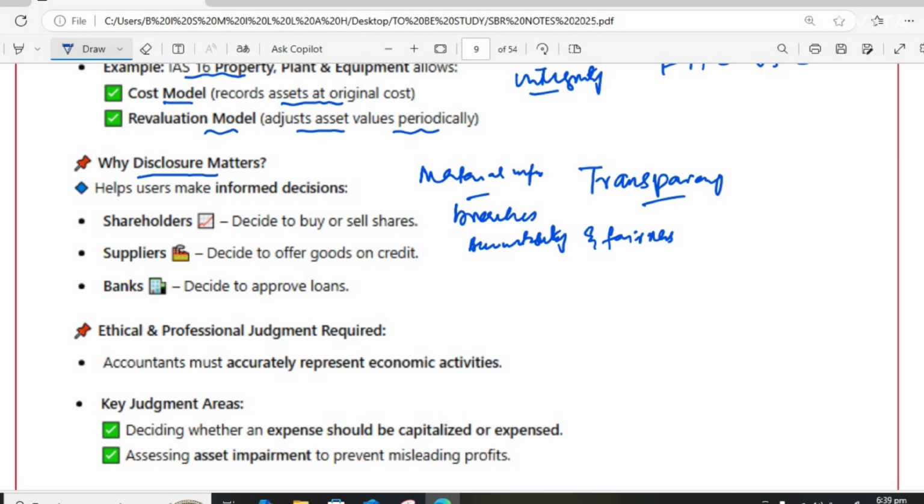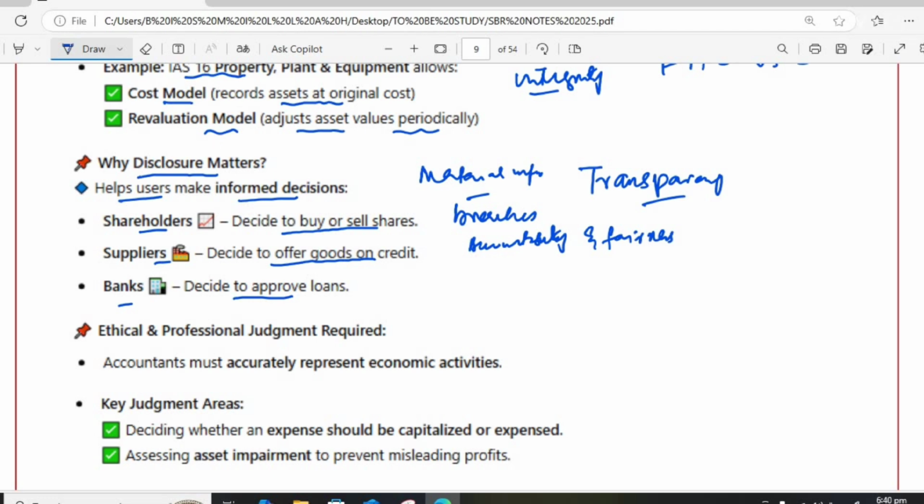The market rewards companies with clear, honest disclosure. So when you disclose the material things, you will build trust in the market, and the market will definitely reward companies with clear and honest disclosure. This helps users make informed decisions: shareholders decide to buy or sell shares, suppliers decide to offer goods on credit, banks decide to approve loans. So you have to ensure that material information is disclosed, and this is good for transparency, accountability, and fairness.